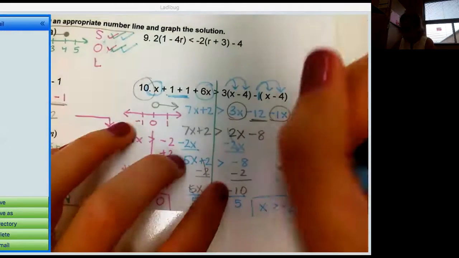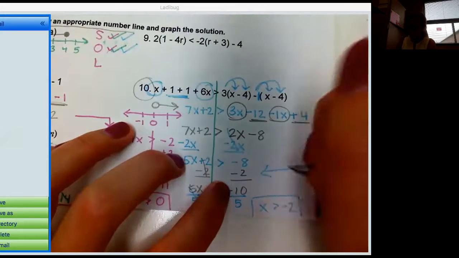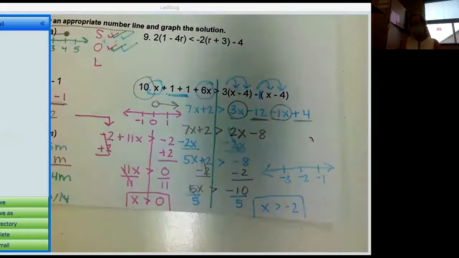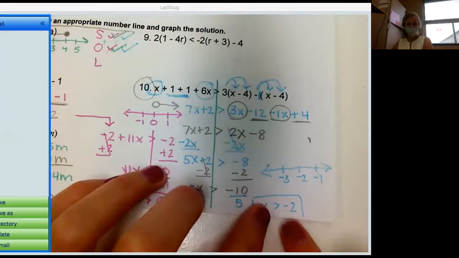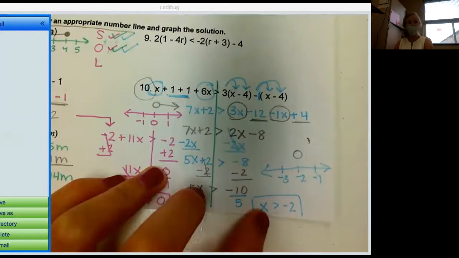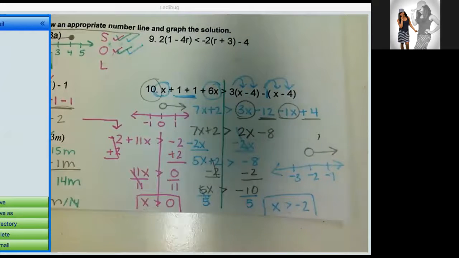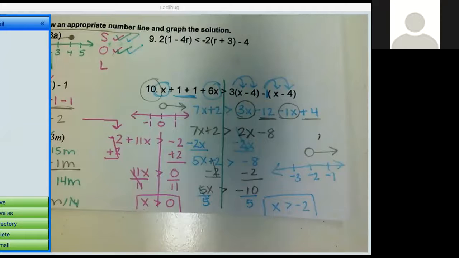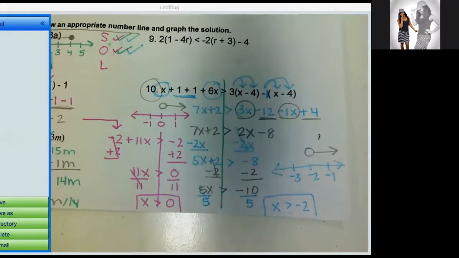All right, so to graph this one, what 3 numbers can I use? Yes. Yes, ma'am. Extra credit. What kind of point do we have? Open, because it doesn't say equal underneath, right? So it's an open point. Which way does my arrow go? To the right. Are y'all good with 10? Online people, we're good with 10? Yes. Okay.